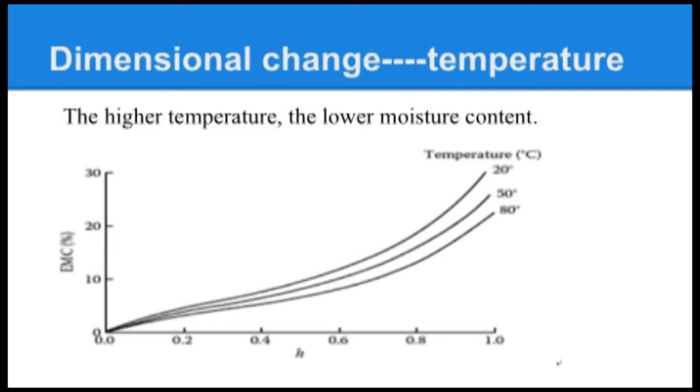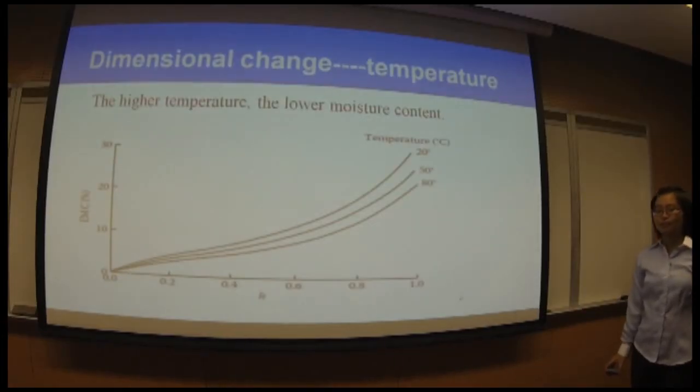and temperature. The rate of change of moisture content depends on the external environment, such as the temperature or relative humidity. In this graph, you can see that the higher the temperature, the lower the moisture content. When the moisture content is low, the volume of the timber will shrink, and this will affect the dimensions of the timber.